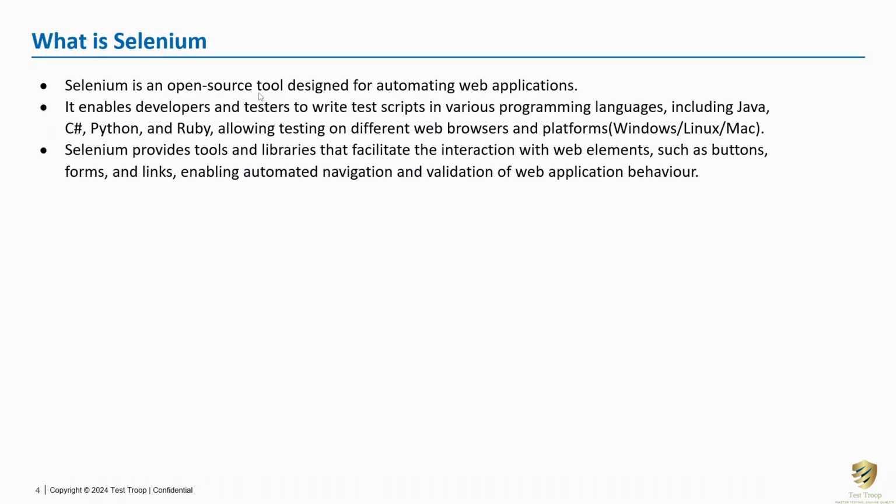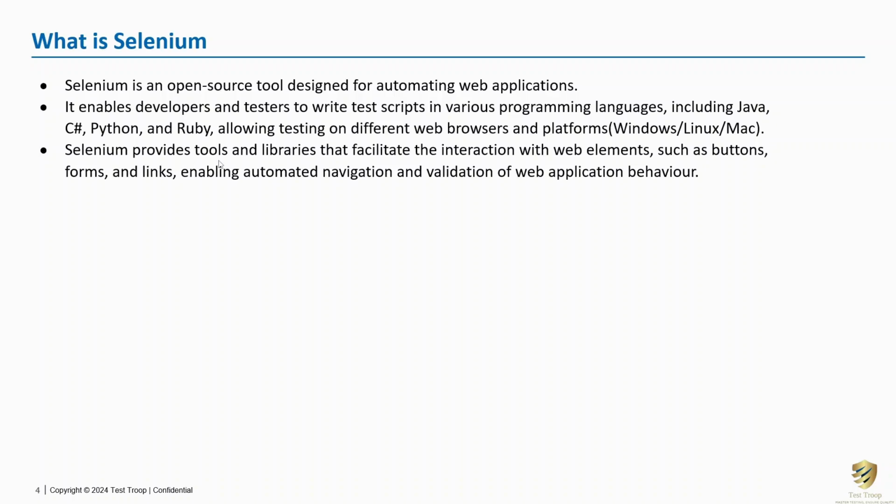Selenium is an open source tool designed for automating the web application. It is one of the famous tools that is being used for automating the web application. It enables the developers and testers to write the test scripts in various programming languages. It supports a variety of programming languages like Java, C Sharp, Python, Ruby, PHP, etc., allowing testing on different web browsers and different platforms. It also supports testing on different browsers like Edge, Chrome, Firefox, and it works on different platforms like Windows, Linux, and Mac.